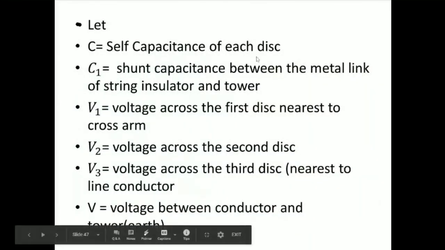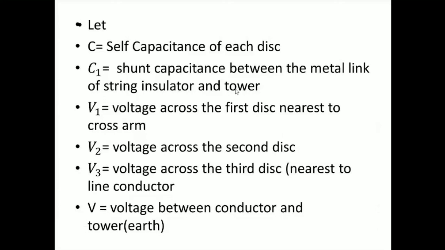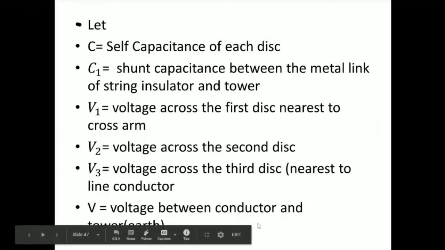C is the self-capacitance of each disc. C1 is the shunt capacitance between the metal link of the string insulator and the tower. V1 is the voltage across the first disc nearest to the cross arm. V2 is the voltage across the second disc. V3 is the voltage across the third disc nearest to the line conductor. V is the voltage between the conductor and the tower.